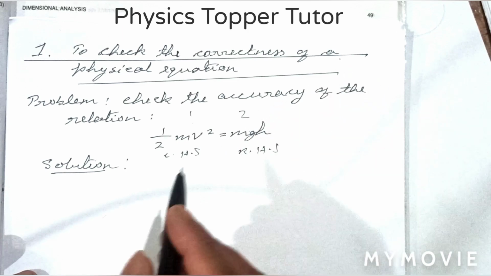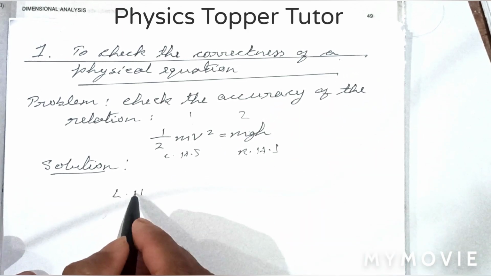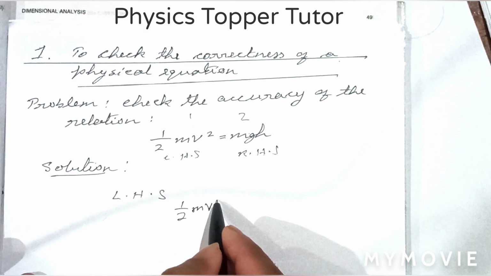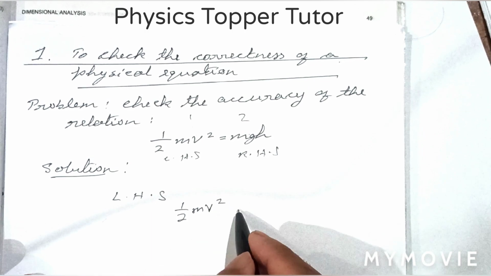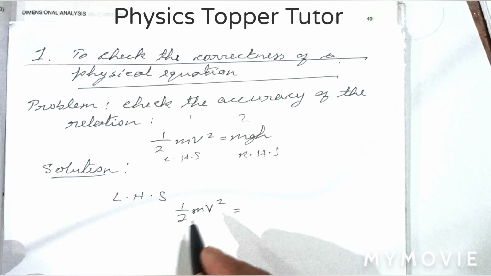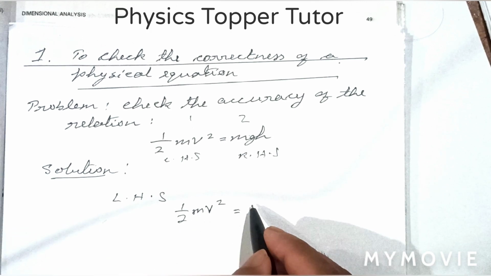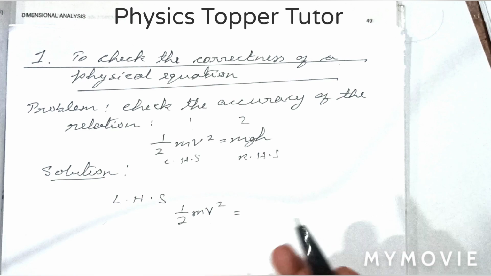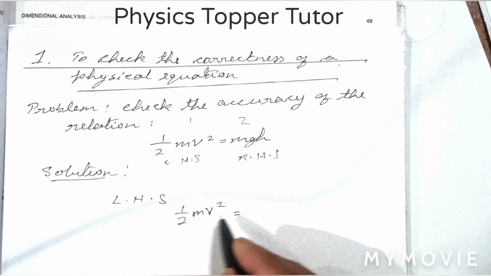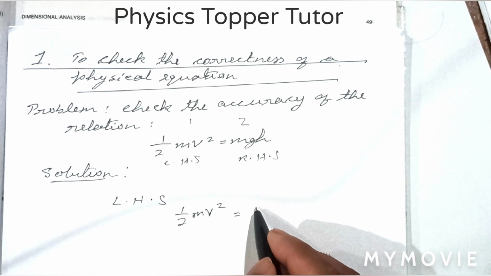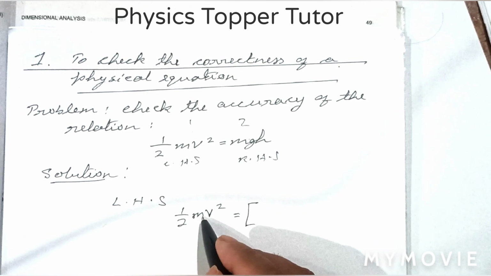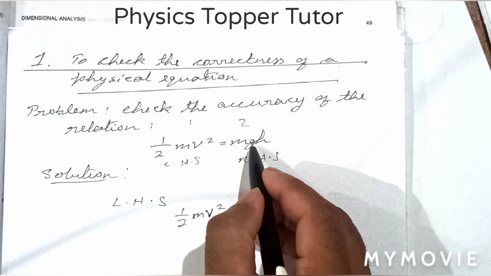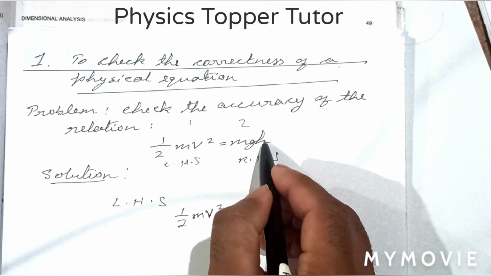Okay, so first let's take the left hand side. What is the left hand side? Half mv square. We are going to find out its dimensional formula, but we don't take the constant. It can be half, it can be 5, it can be 4, it can be 3, it can be pi also. Only the variables are taken for the dimensional formula. So we take the dimensions of m, the mass, and v, the velocity. Here g is acceleration due to gravity and h is height.